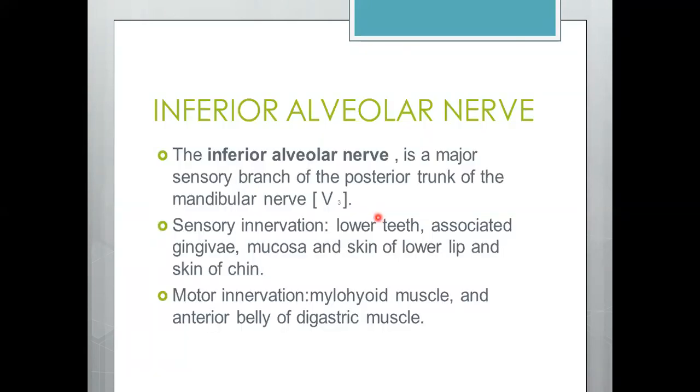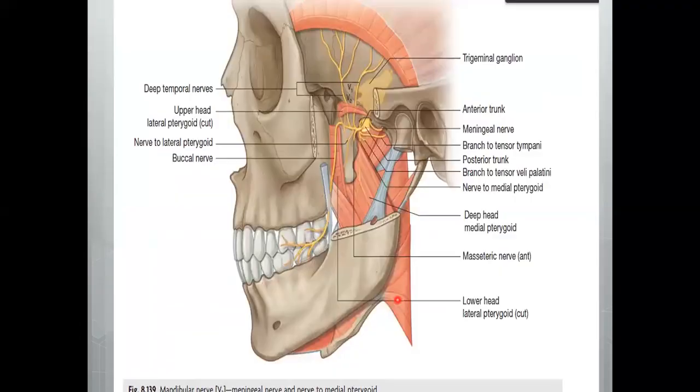Now we can discuss about inferior alveolar nerve. The inferior alveolar nerve is a major sensory branch of the posterior trunk of the mandibular nerve. It provides a sensory innervation to lower teeth, associated gingiva, mucosa, and skin of the lower lip and skin of chin. It provides a motor innervation to mylohyoid muscle and anterior belly of digastric muscle.